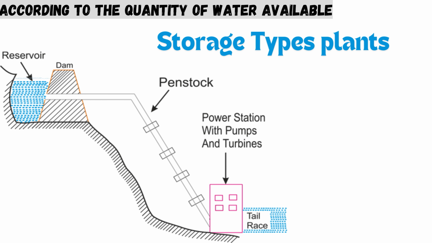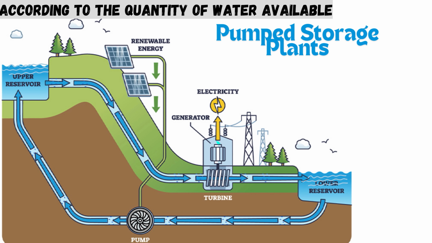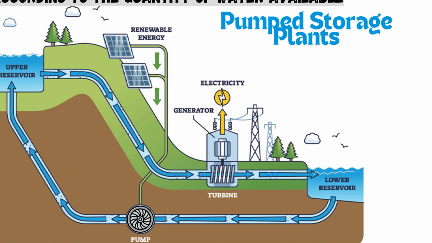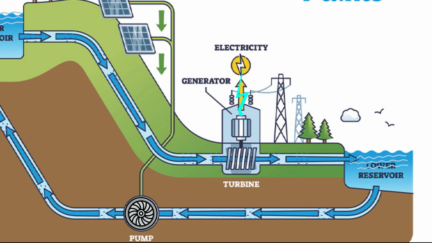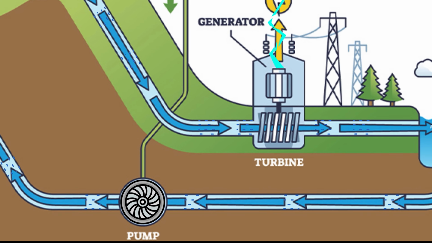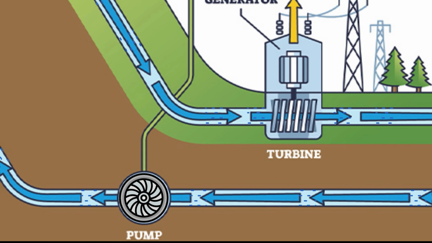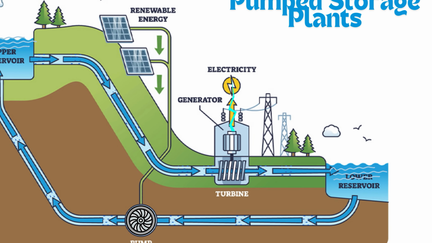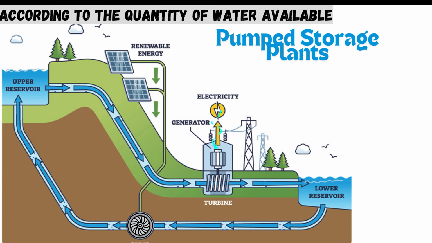Pumped storage plants. Pumped storage plants are employed at the places where the quantity of water available for power generation is inadequate. Here the water passing through the turbines is stored in the tail race pond. During low load period, this water is pumped back to the head reservoir using the extra energy available. This water can again be used for generating power during peak load periods.